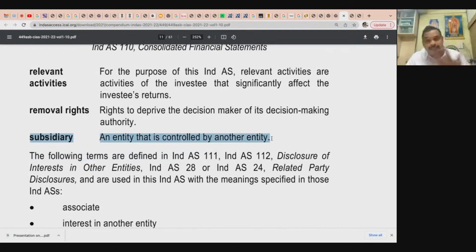And subsidiary, they don't define at all in terms of percentage. Only the Companies Act only says above 50%. Entity that is only controlled. The word control only is there in Ind AS. And control doesn't mean only share capital. I repeat, the word control doesn't mean only share capital. Share capital is also one way of controlling. But share capital alone is not the way of controlling.